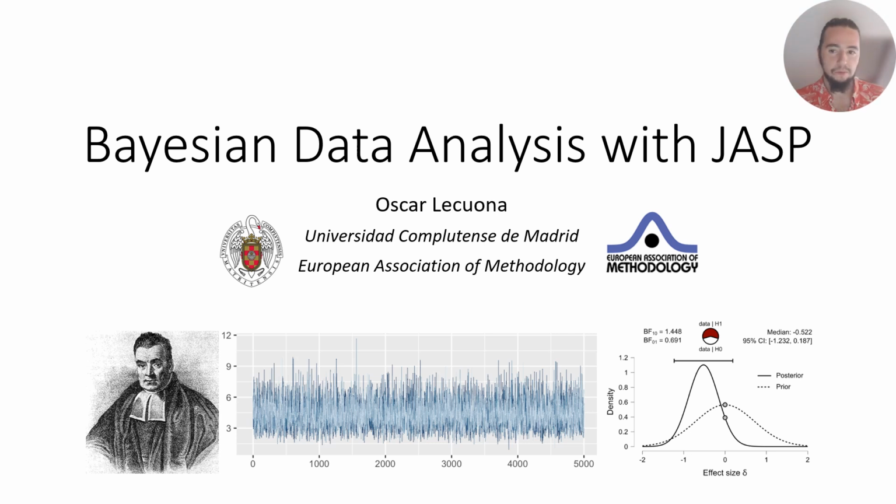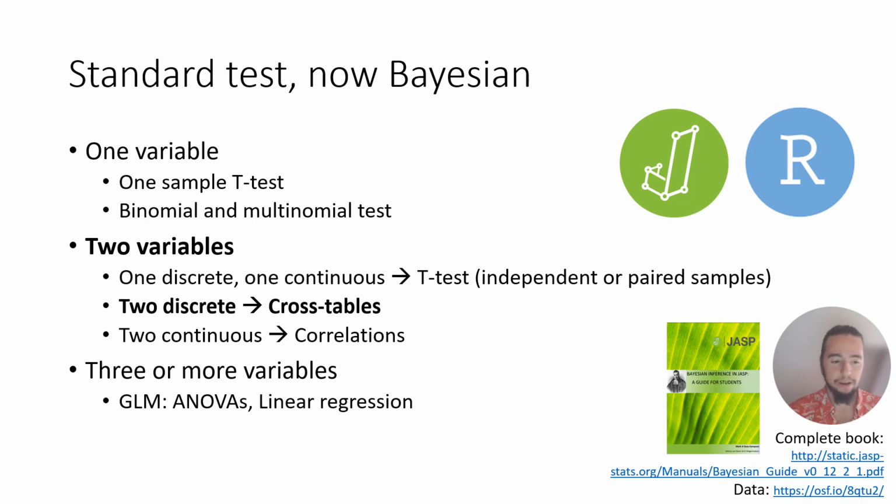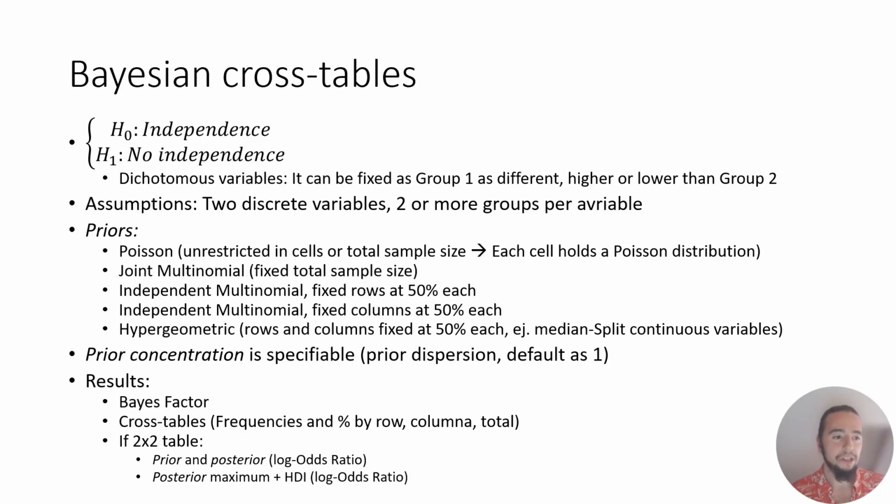Okay, so now moving on, we will approach two discrete and two continuous variables, more concretely cross tables and correlations. So now I will approach cross tables. The hypotheses that we will be testing in cross tables are more complex to write, so I will just say that we are testing independence of variables, as you can imagine.